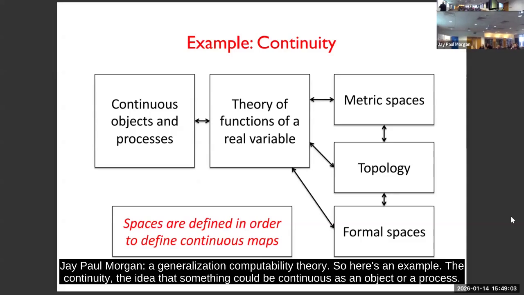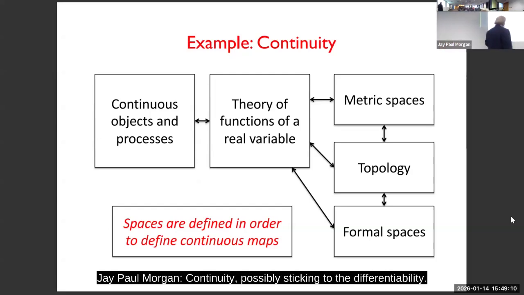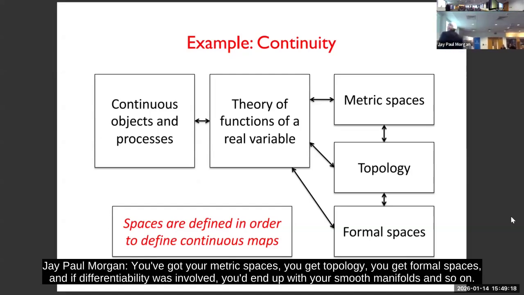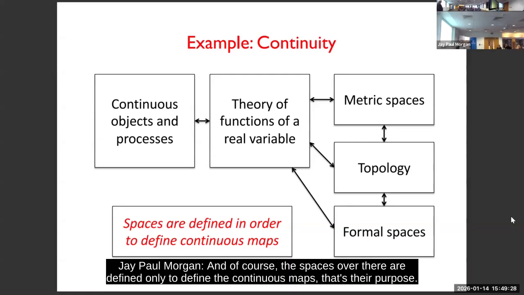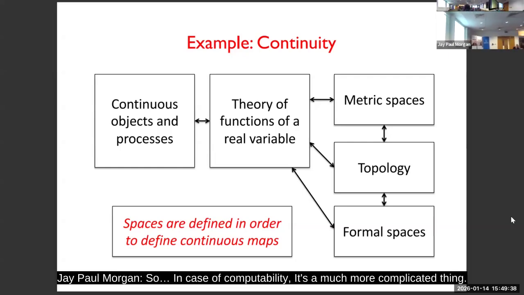So here's an example. The continuity, you know, the idea that something could be continuous as an object or a process, had finally a good theory. It's called the theory of functions of a real variable. Continuity, possibly sticking with a bit of differentiability. And so out of that, all sorts of things come. You get geometric spaces, you get topology, you get formal spaces, and if differentiability was involved, you'd end up with your smooth manifolds and so on. And of course, the spaces over there are defined only to define the continuous maps. That's their purpose. That's what they're there for.